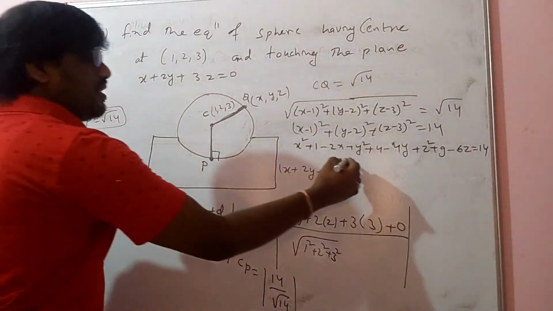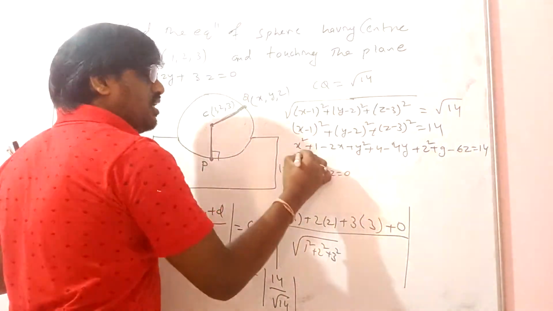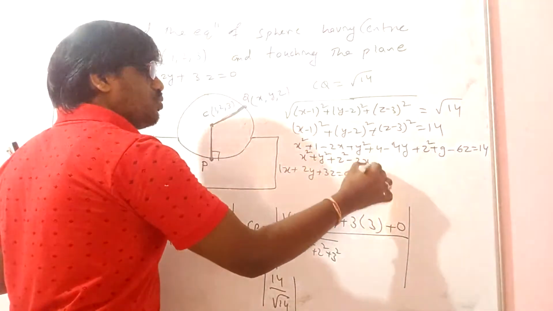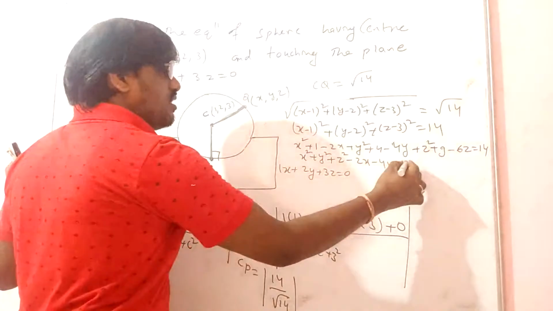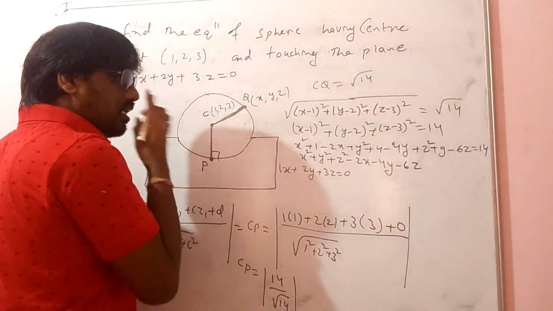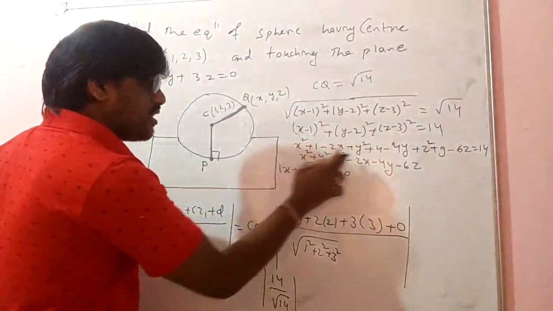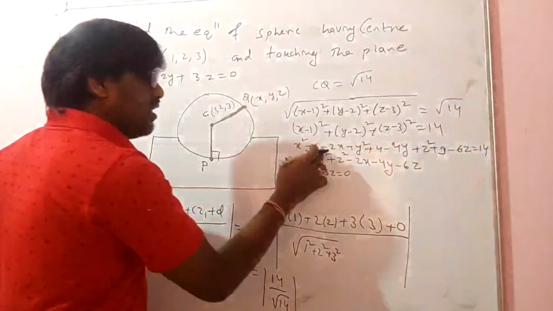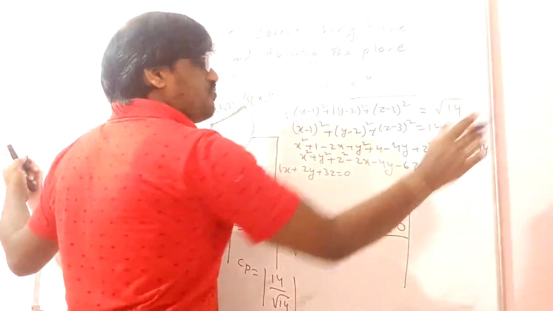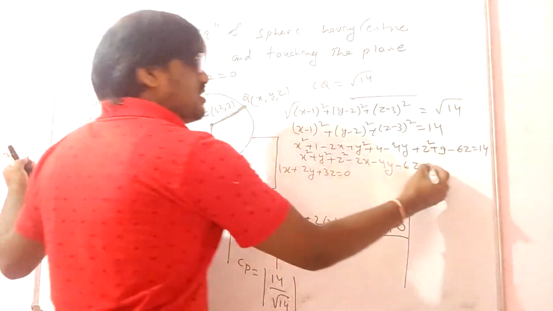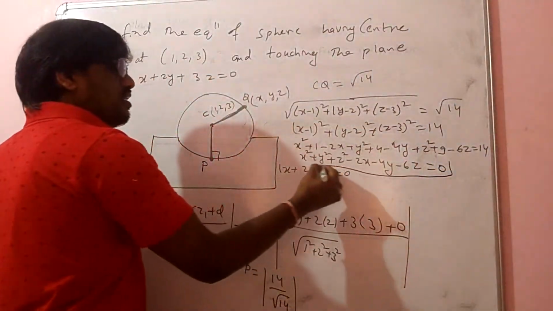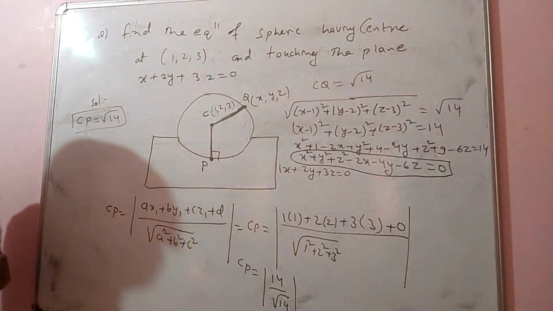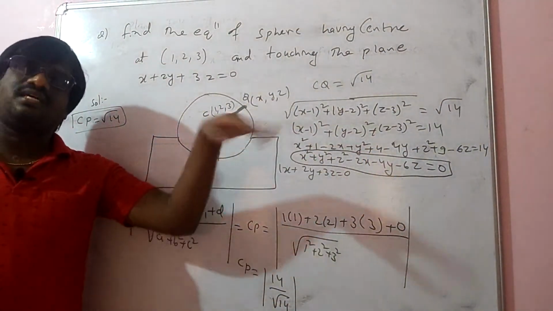So the equation of the sphere will be x square plus y square plus z square minus 2x minus 4y minus 6z, and then the numbers I am adding: 4 plus 9 is 13, 13 plus 1 is 14, 14 minus 14 is 0. So x square plus y square plus z square minus 2x minus 4y minus 6z equals 0. This is the equation of the required sphere. So I thought the problem is easier than that concept.